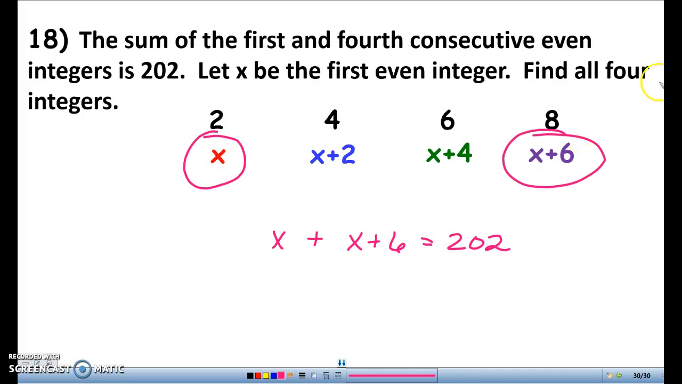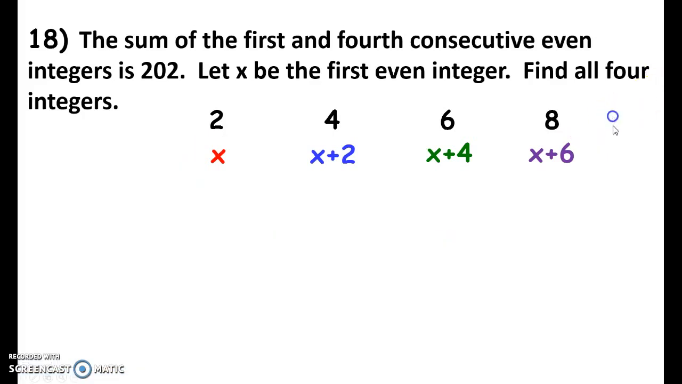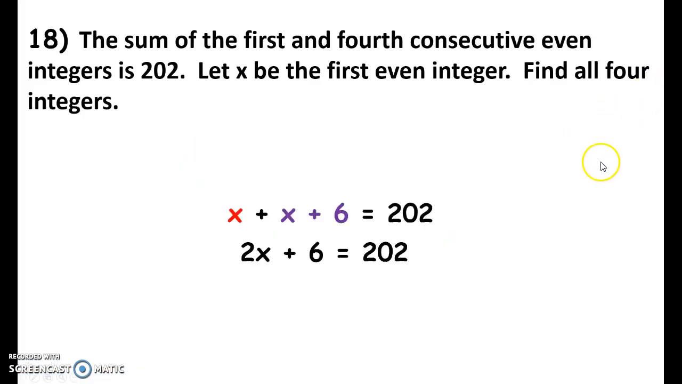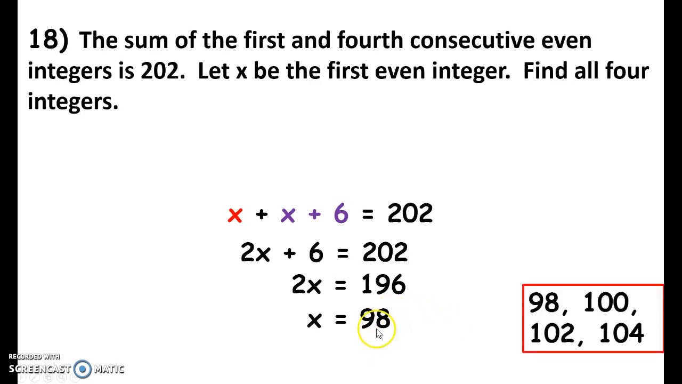And they want you to find all 4 integers. So let's solve for the smallest first. Let's combine like terms. Subtract 6 from both sides and divide by 2. x is 98. If x is 98 and it's the smallest and everything we're looking for is consecutive even integers, consecutive means one right after the other, then the next 3 numbers have to be, if the smallest is 98, it's 100, 102, and 104. All right? 104 is the smallest plus 6 more.